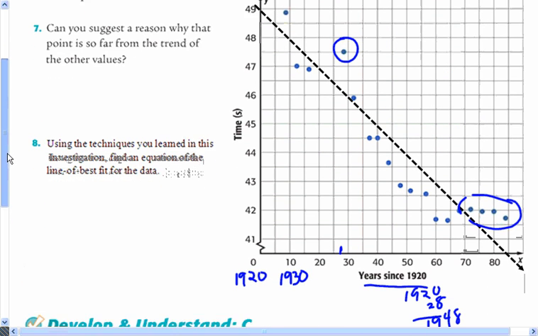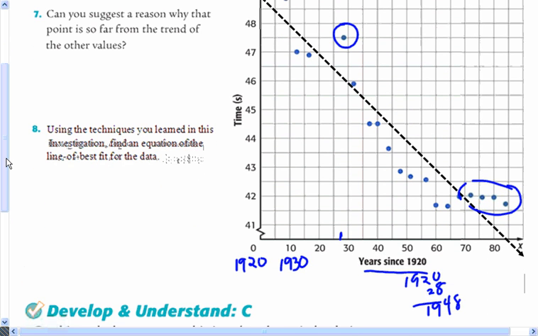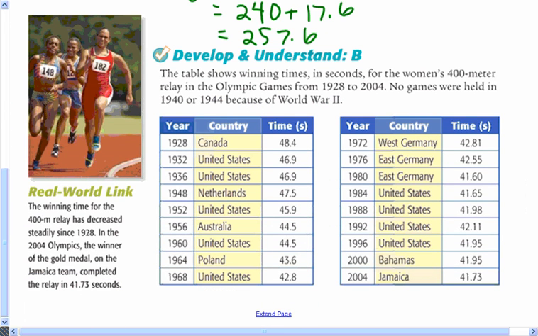Now remember that this data on the graph represents years since 1920. So if we look at the data in the table, we're going to have to think of this first year as 8 years since 1920. So 1928 minus 1920. So take the year minus 1920 to get the values that are actually graphed. So 1932 minus 1920 is 12. 1936 minus 1920 is 16.